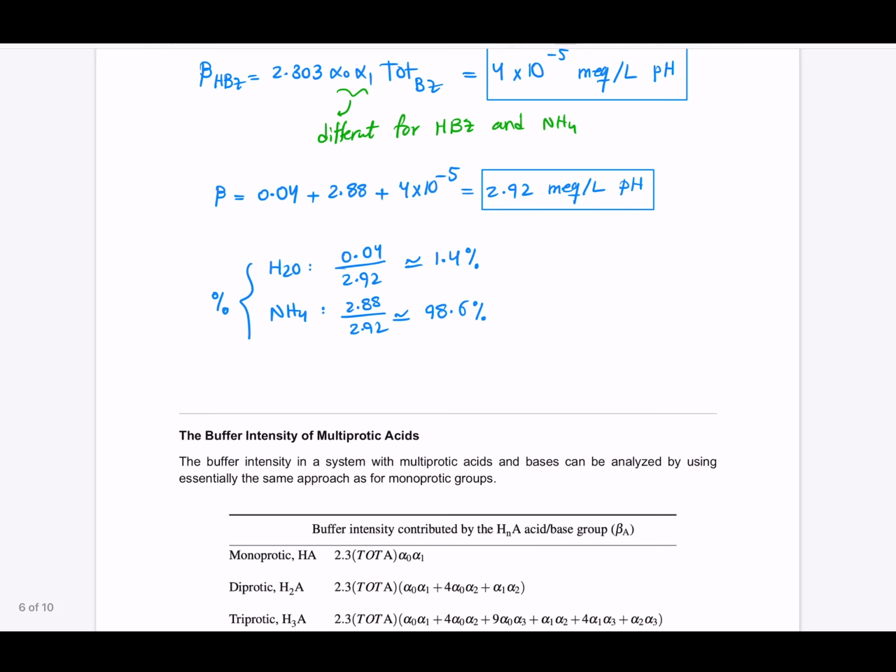And benzoate, this would be 4.10 to the minus 5 divided by 2.92, and this is basically less than 1%. So it seems they have significantly different contributions on the overall buffer intensity, mostly ammonia.